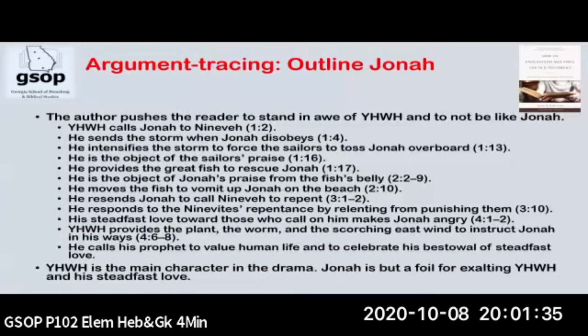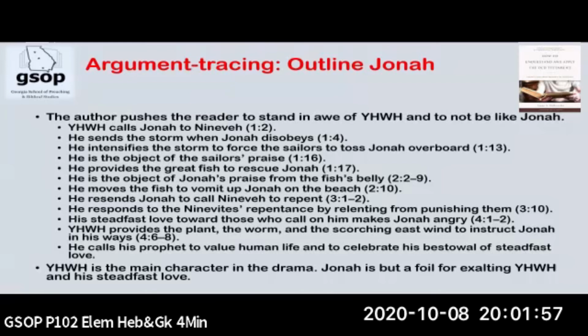You can take this and build from here to an outline of Jonah, where the author pushes the reader to stand in awe of God and not to be like Jonah. You get the point? To be like God, loving all humanity, for we're all made in the image of God. And not to be like Jonah: just love me, don't worry about everybody else.